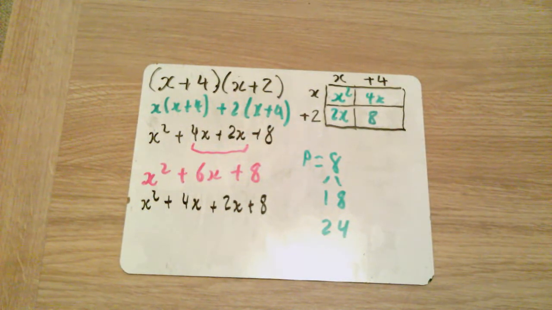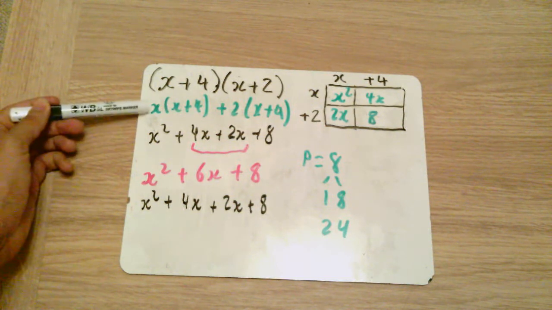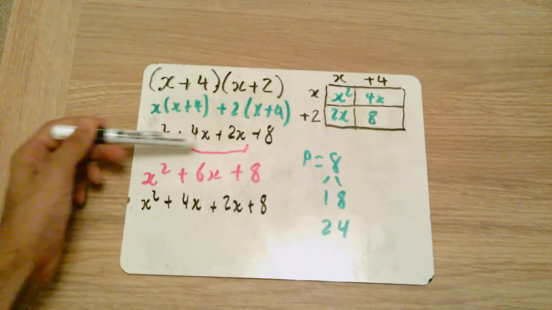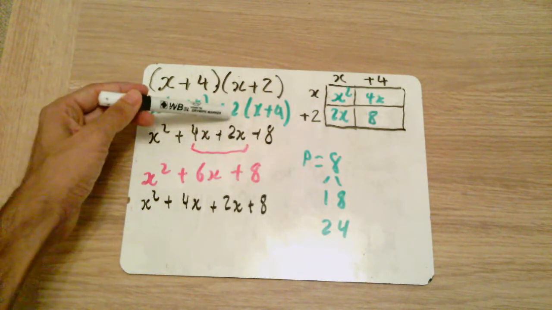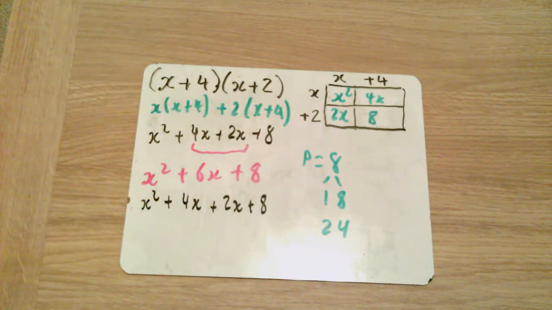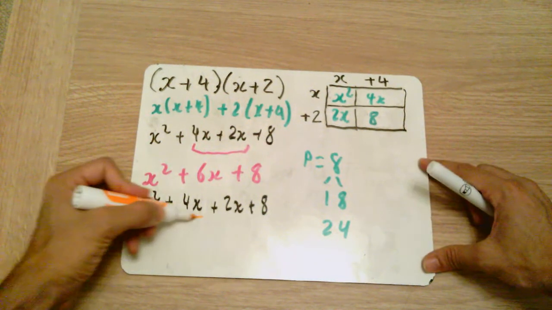It's clearly up to you. You can write it as x squared plus 2x plus 4x plus 8. The method will still work. Now, if we go from this line to this line, what's happened is this has had a factor of x taken out from this x squared plus 4x. And this has had 2 taken out from 2x plus 8. So what we do is we factorize these in pairs.